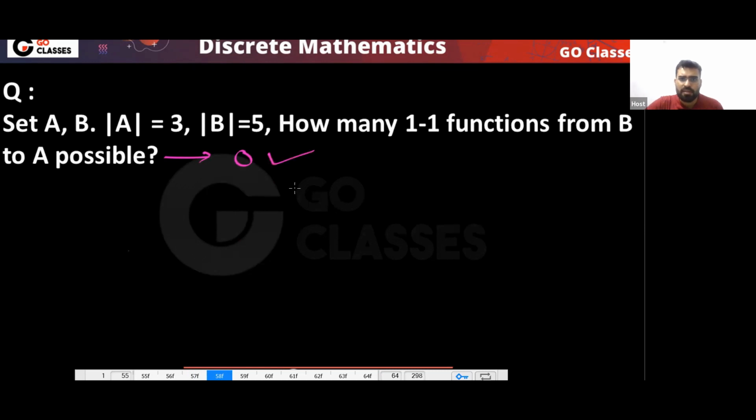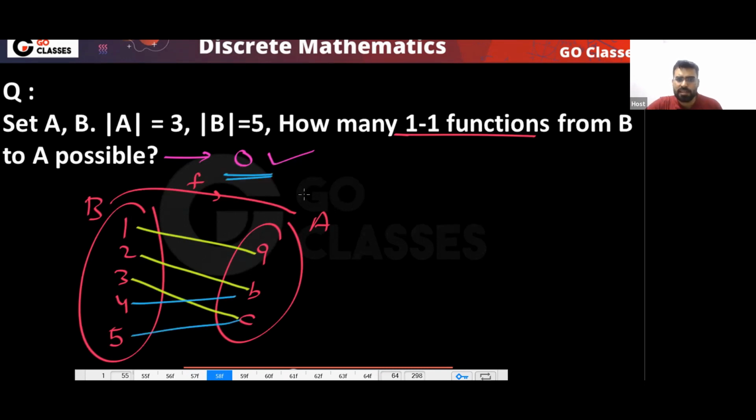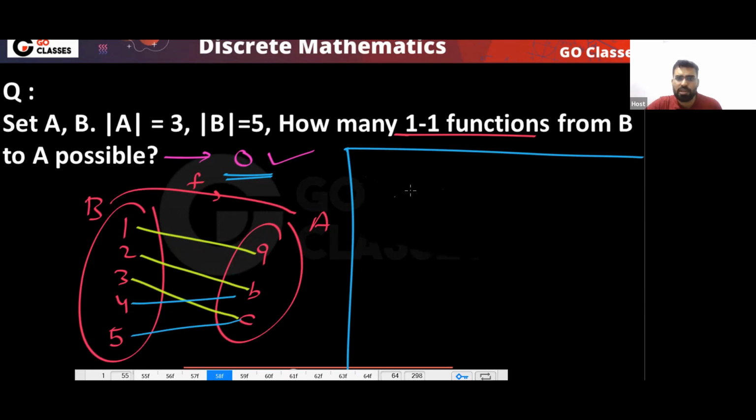How many one-to-one functions are there from B to A? In B you have 5 elements, in A you have 3 elements. This is your B, this is your A. You want to define a one-to-one function. Can you get one? No, you cannot. Whatever you do, you cannot get one. So the number of one-to-one functions will be 0, and this you already know.